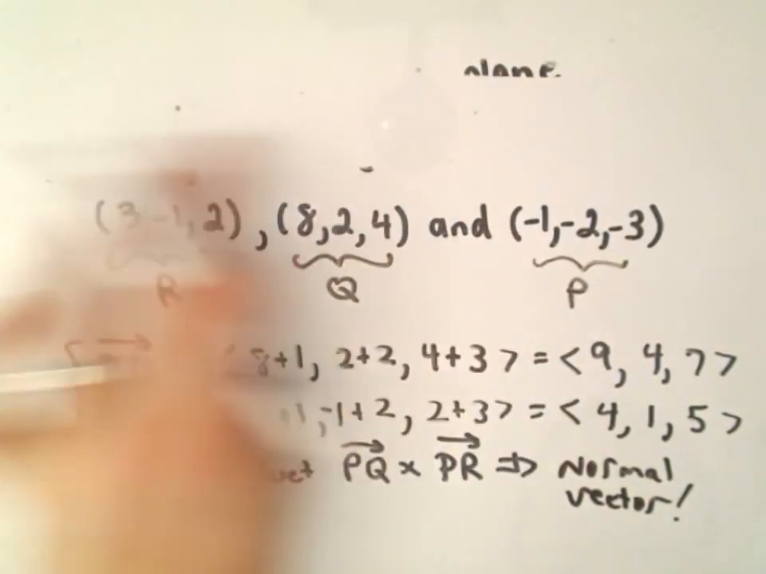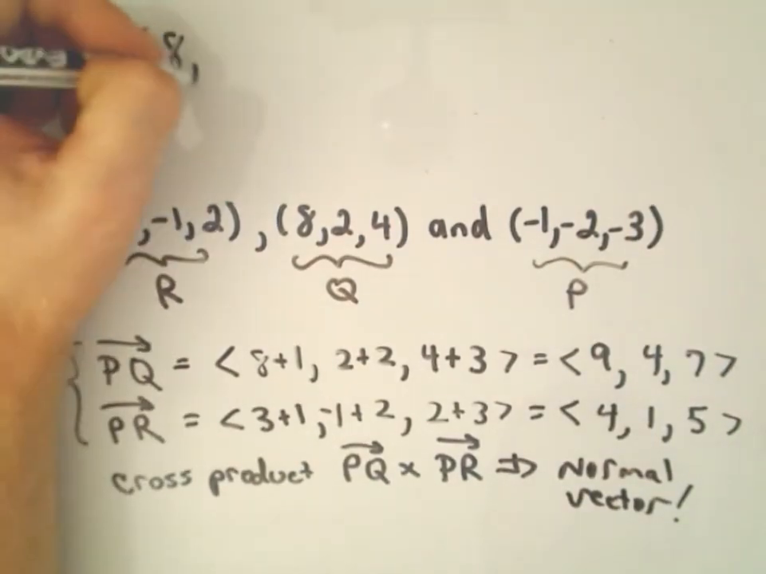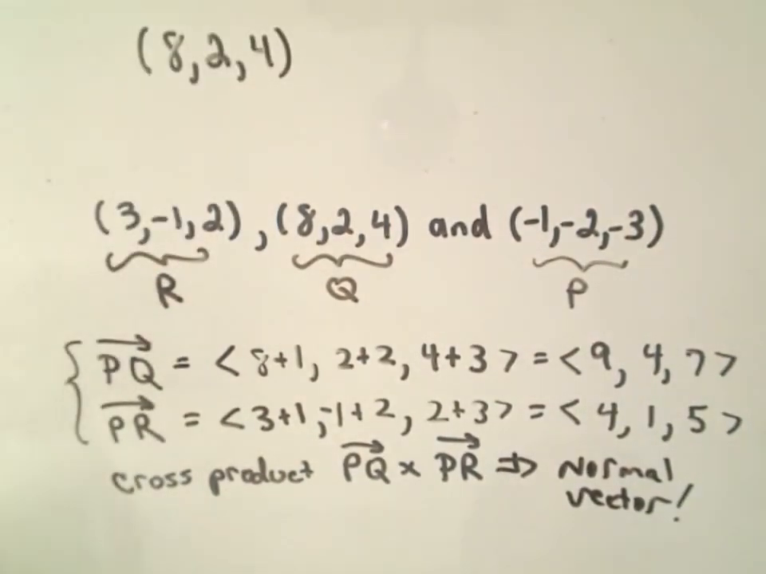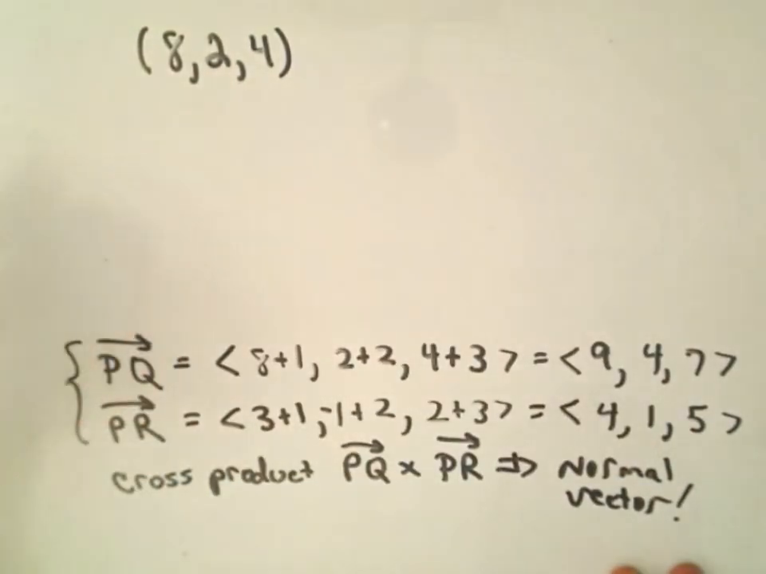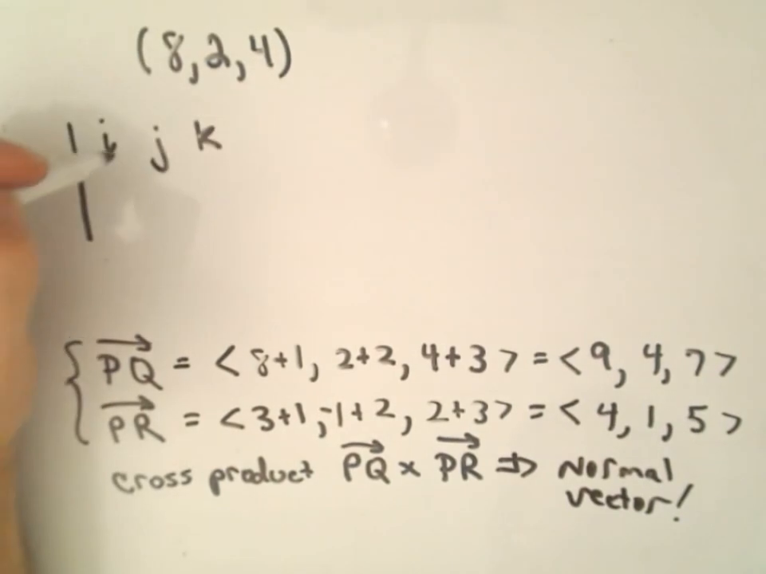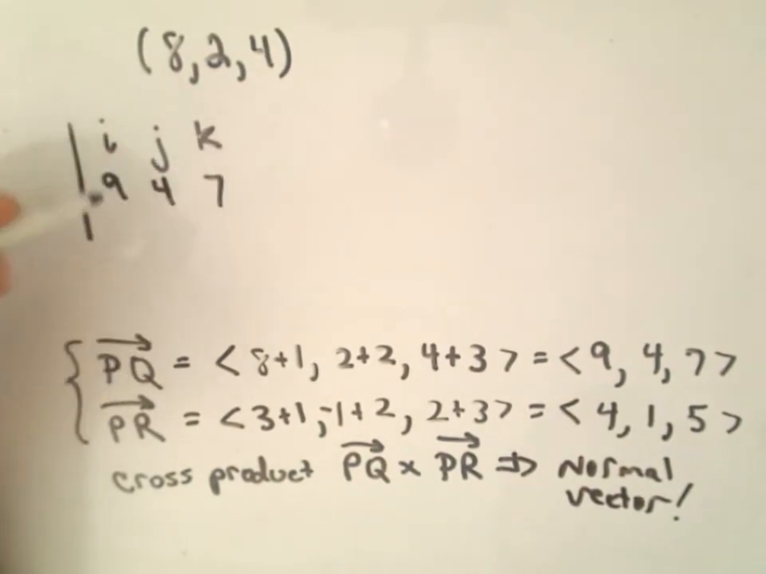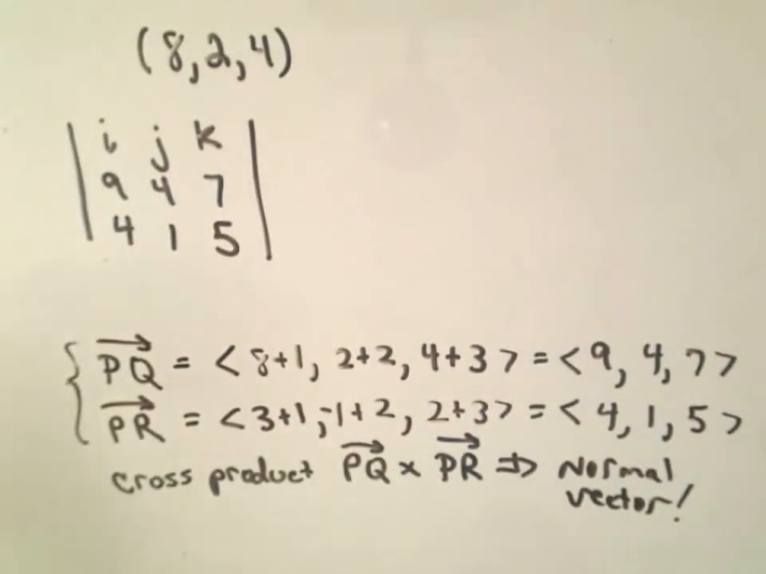So at this point I'm going to have to compute the cross product. All we need is 1 point in the plane to use the formula, so I'm going to keep my 8, my 2, and my 4 up here off to the side so I don't forget it. And now we're simply going to compute the cross product between these vectors here. I'm going to go through this a little faster because if you need to see a cross product, I've definitely got a video devoted exclusively to it. So 9, 4, 7, 4, 1, 5 are the components of my vectors.